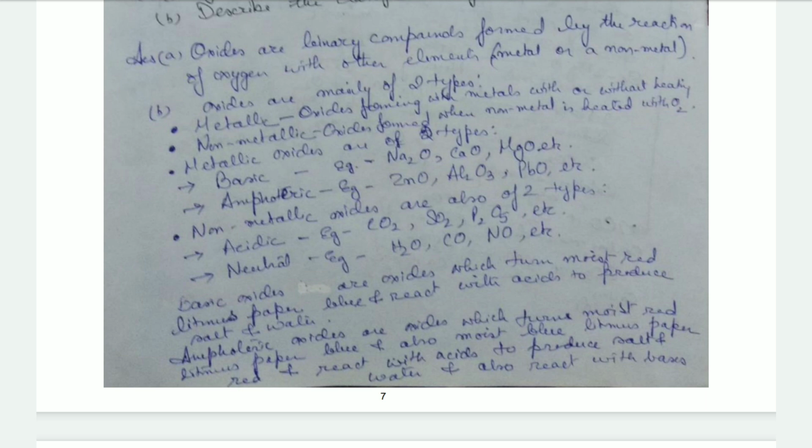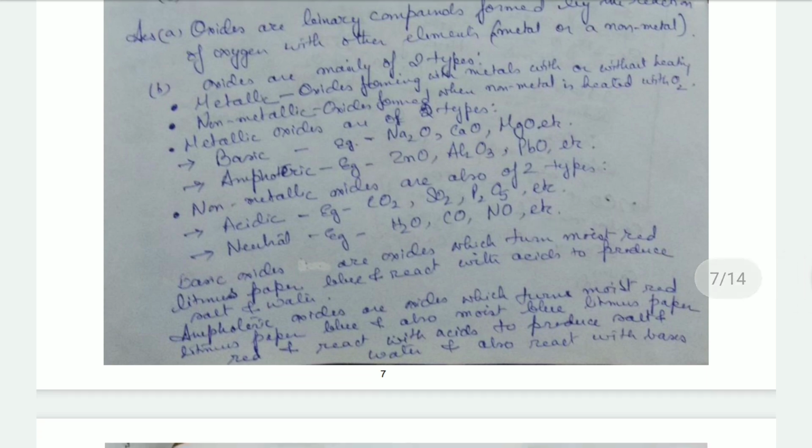And amphoteric oxides are those which react with a base to form salt and water, or react with an acid to form salt and water. Both the characteristics are present in amphoteric oxide. For example, basic oxides are sodium oxide, calcium oxide, magnesium oxide, etc. And amphoteric oxides are zinc oxide, aluminium oxide, lead monoxide, etc.